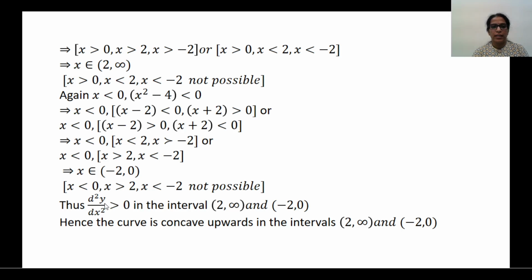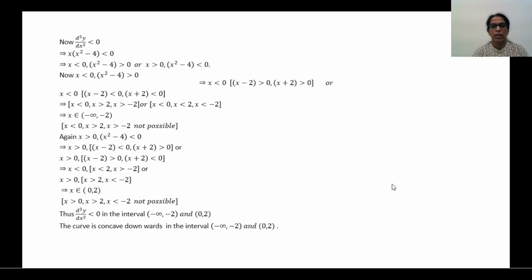So thus d square y by dx square greater than 0 in the interval (2, infinity) and (minus 2, 0). Hence the curve is concave upwards in the interval (2, infinity) and (minus 2, 0). Similarly, we can find out the range for which the curve is concave downwards.